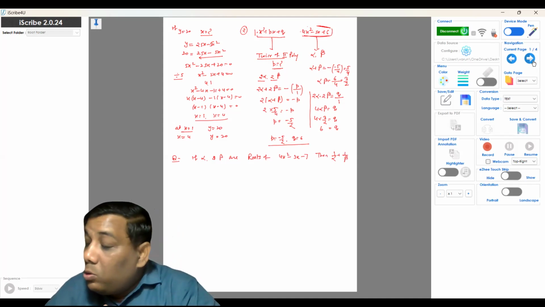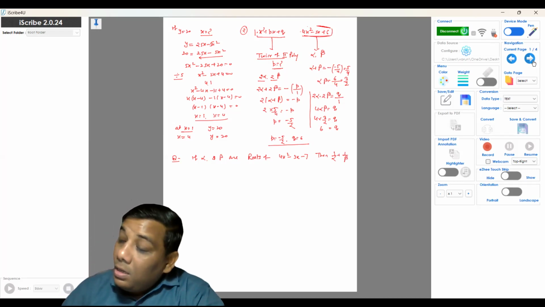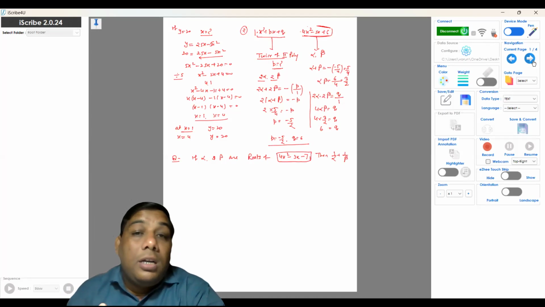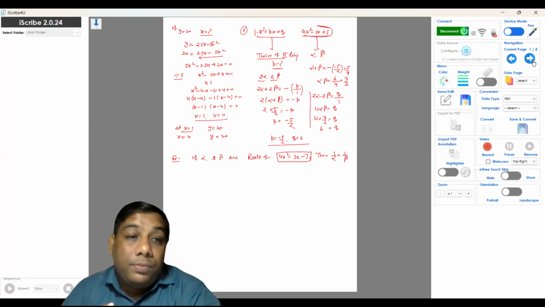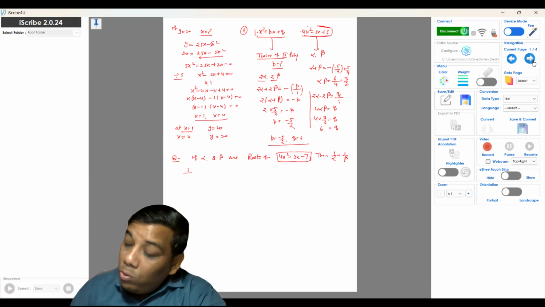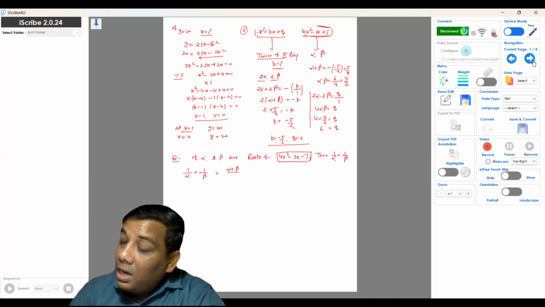And what the students are normally doing is wasting their energy on finding the roots first. There is no need to find out the roots first. First, you have to convert the expression in terms of alpha plus beta and alpha into beta.